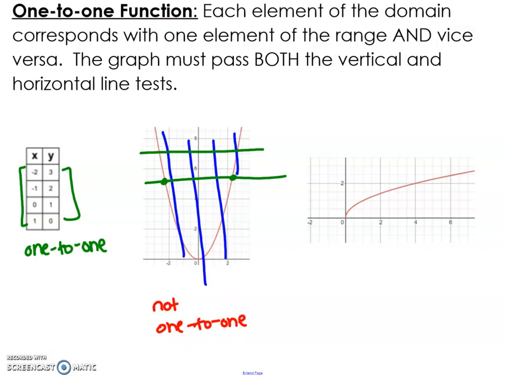Okay, and then in this last one, same kind of idea. We'll draw vertical lines, okay, passes the vertical line test. If we draw horizontal lines, okay, it passes the horizontal line test as well. So this is one-to-one.